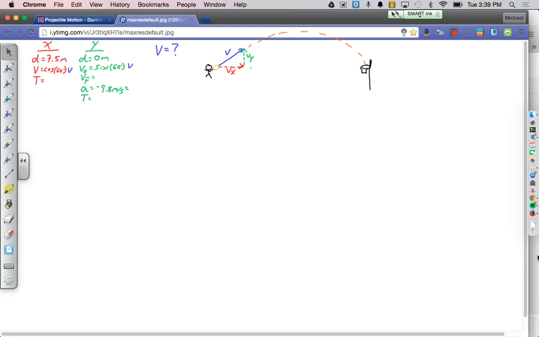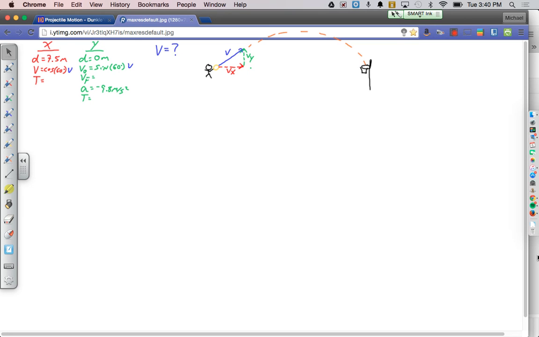So what do I do? First, I put all my stuff into my X and Y columns. So in the X, I know my D is 7.5 because that's how far he is away. In the Y, I know the D is 0 because it's shot from the same height that the basket is, and acceleration is negative 9.8. I have the drawing there with my right triangle.